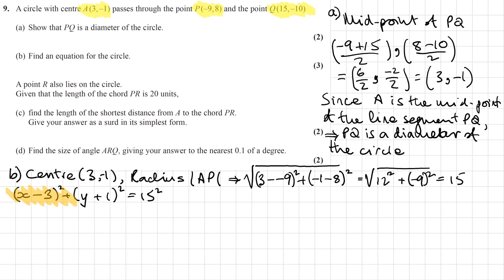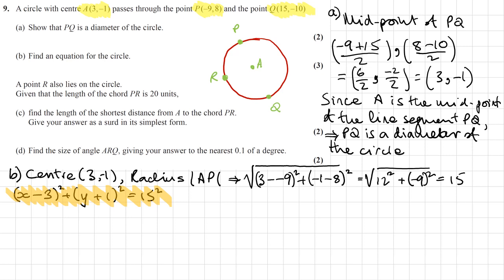Let's move on to part C. Now it says here that we have a point R that lies on the circle. Given that the length of the chord PR is 20 units, what we need to do is find the length of the shortest distance from A to the chord PR. So I'm just going to draw a little sketch of a circle here. I'm going to put these points on. I have P here, Q is opposite. That forms the diameter, A is in the middle, and then I've got this point R, which is somewhere else, so I can put it anywhere. So I'll just put this point here, R.